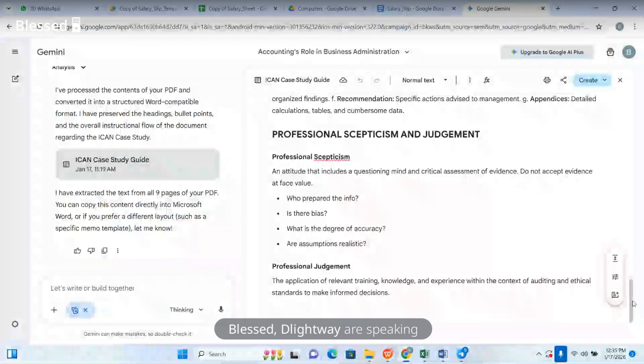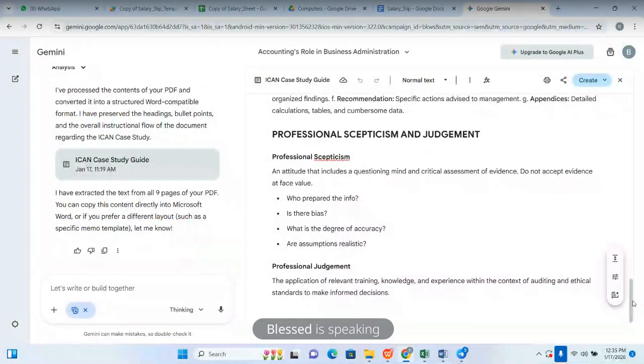Now we move to professional skepticism. This is another area that maybe does not carry 5 or 10 marks. You are not going to write in your report that this is professional skepticism. It is from your words, from what you are writing, that they will already know that this person is talking about professional skepticism. What is the meaning of professional skepticism? It is an attitude that includes a questioning mind and critical assessment of evidence. Do not accept evidence at face value.